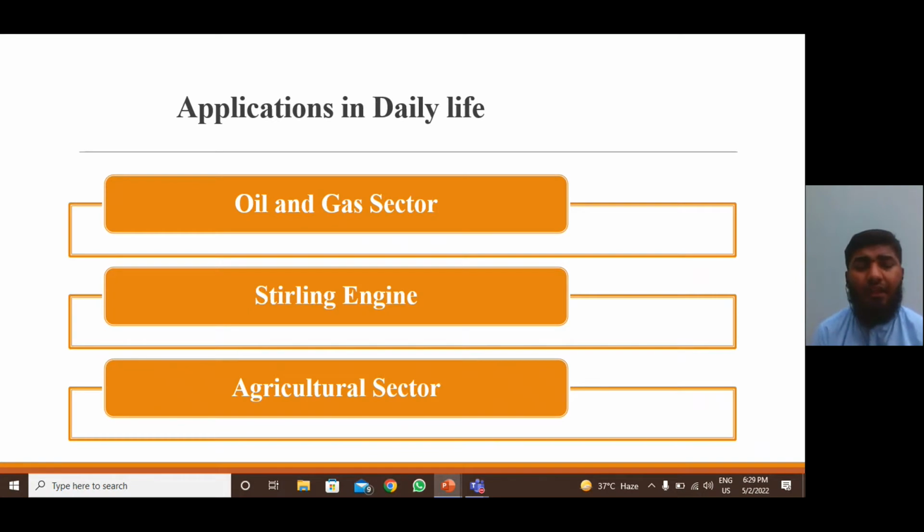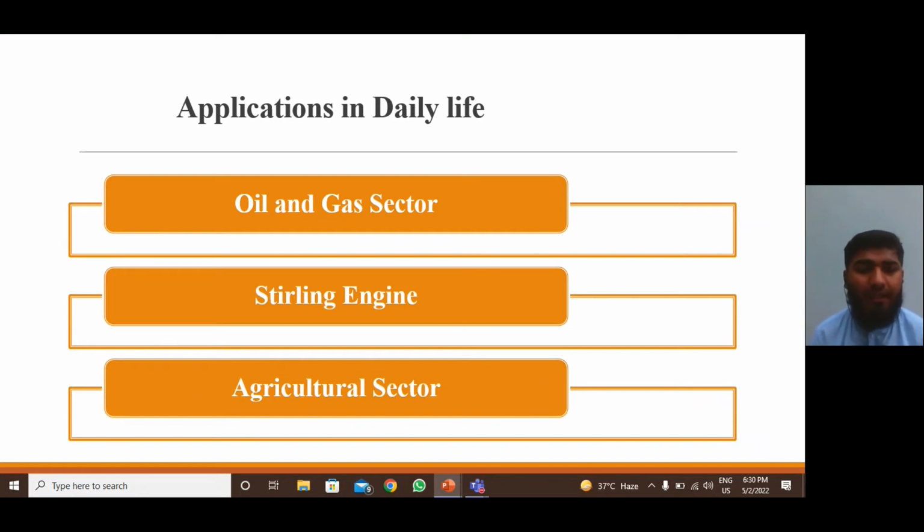Here are the applications in daily life of these systems. In the oil and gas sector, there is a huge importance of solar water pump systems to extract oil from deep wells and to deliver the oil into oil tanks as well as at required heads. By using these systems, it may save the expenses of the company and play a vital role in the development of the country.